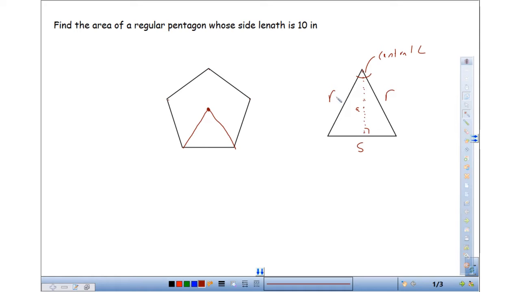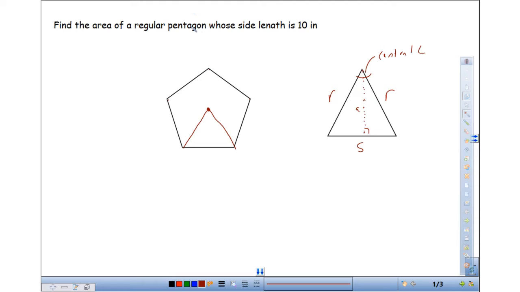This R refers to the radius, okay? This A refers to the apothem, and this S refers to the side length, because it's the side length of the polygon, right? So the A is the apothem, the R is radius, the S is side length, and then this is the central angle.